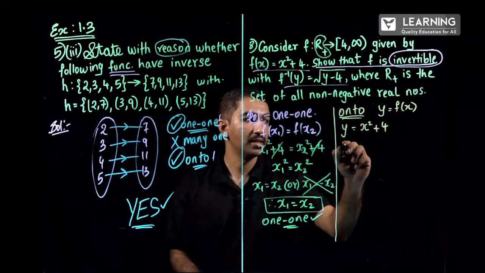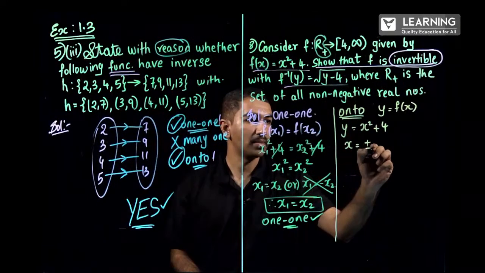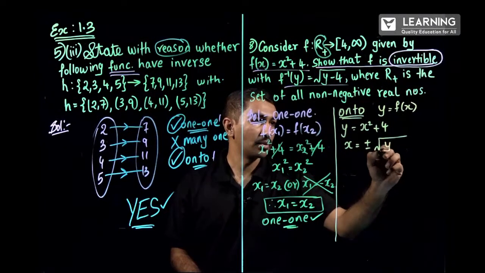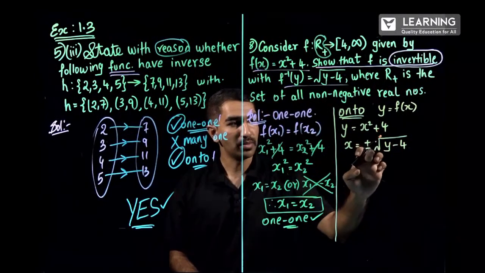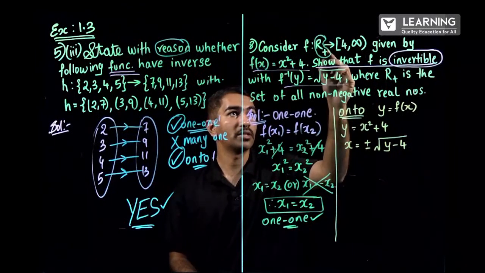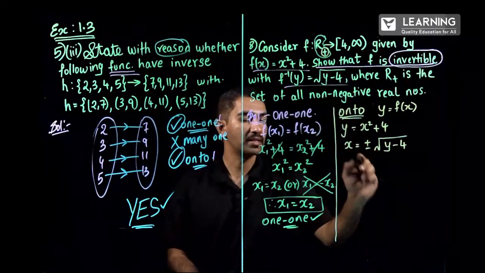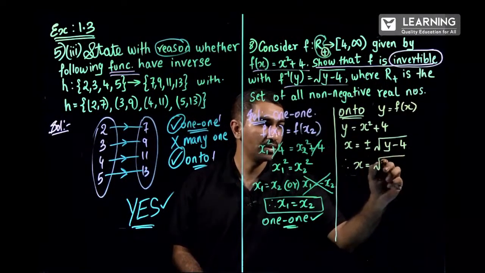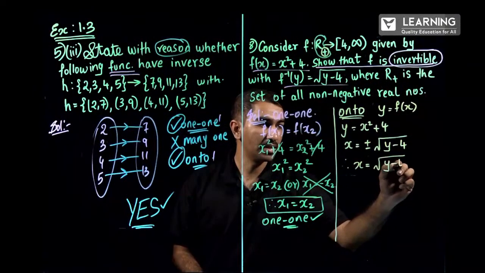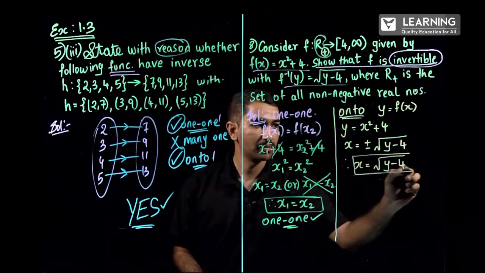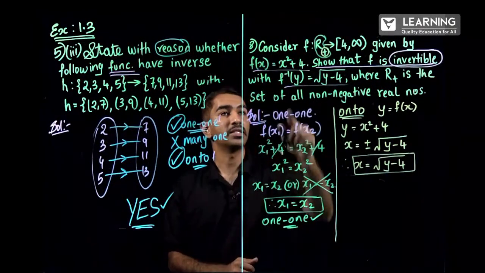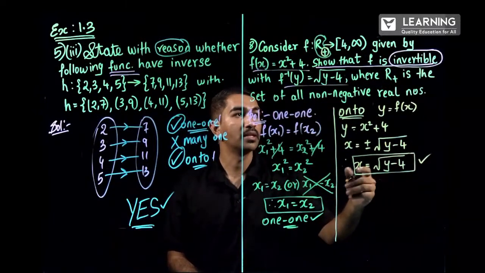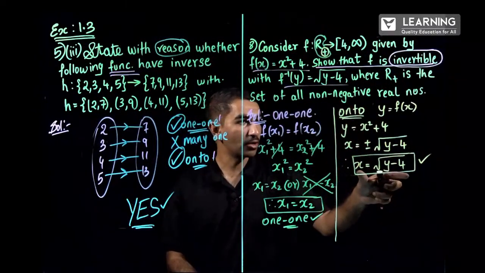Send the 4 that side. So x will become equal to plus or minus root of y minus 4. Again, there are two signs here, plus and minus, and we are only concentrating on plus. So therefore minus gets discarded. Therefore x is equal to what, students? x is equal to root of y minus 4. So see this, f inverse of y, that is nothing but x, is equal to root of y minus 4. So that is proved. Now we have to prove that it is an onto function.